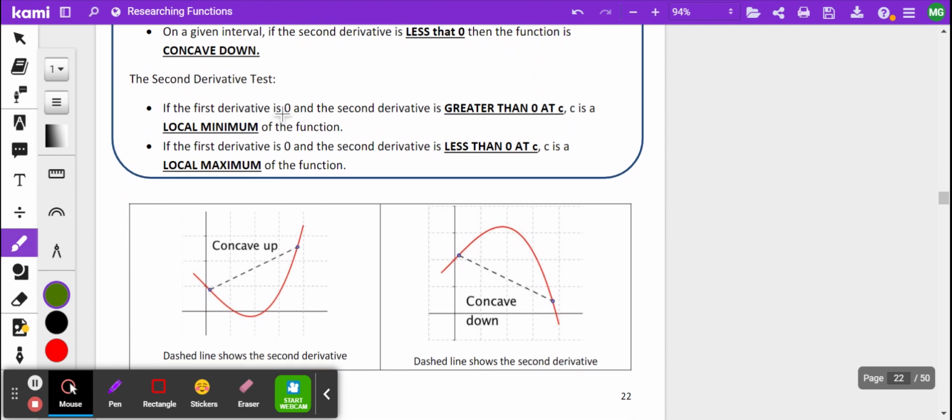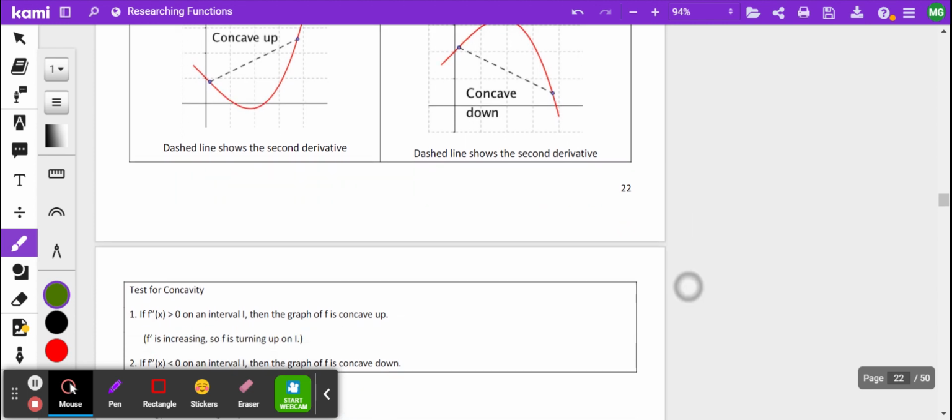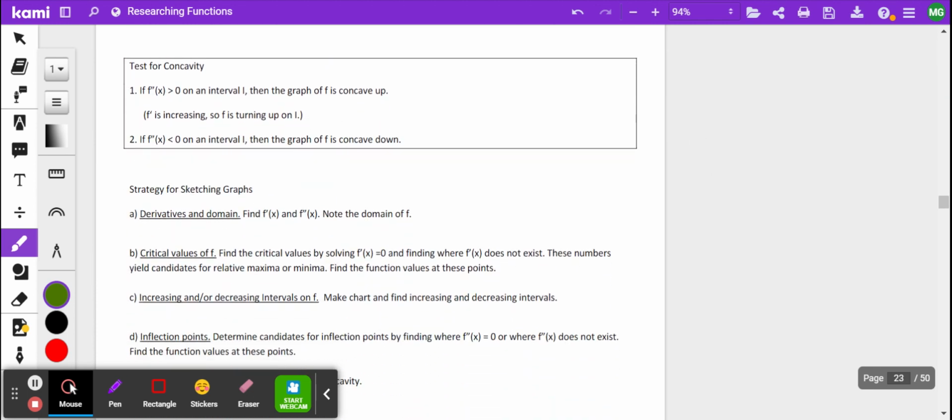So if the first derivative is 0 and the second derivative is positive at a particular point, then that particular point would be a local minimum of the function. And if the first derivative is 0 and the second derivative is negative at a particular value, namely c in this example, then we would have a local maximum of that function. Okay? Here again, you see concave up and concave down. This page just reiterates what we just talked about.